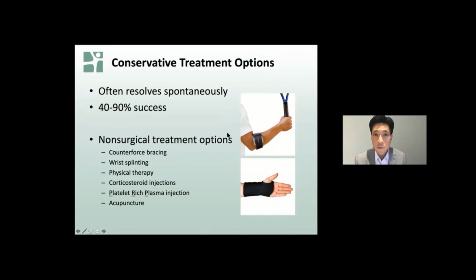Usually we start with something conservative, because most of the time it just goes away. Some of these options might be a brace, like a regular wrist brace. Sometimes it's a counterforce brace, which is a strap that goes around the elbow over here. Sometimes we use physical therapy, cortisone injections. Something newer that's very common is platelet-rich plasma, PRP. Very common way to treat this problem. Sometimes it works. It's not perfect, but sometimes it's a good option if you're thinking about this problem long-term.